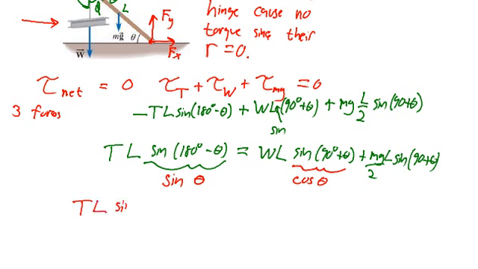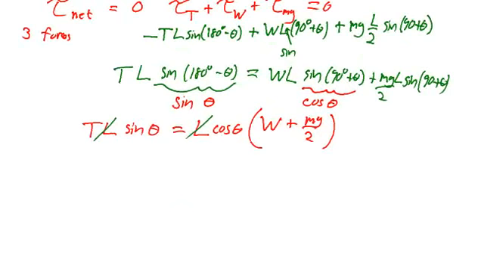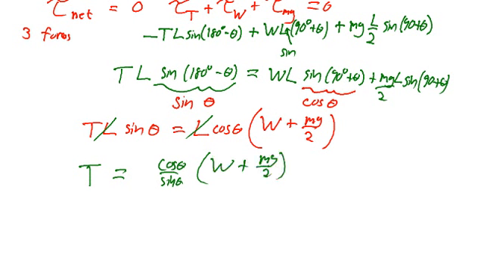TL sine of theta equals L times the cosine of theta times the quantity capital W plus mg over 2. And now we can see that the L's cancel out, and we can do a little more algebra and end up with T is equal to the cosine over the sine times the quantity W plus mg over 2, and I could write this as 1 over the tangent of theta multiplied by W plus mg over 2.